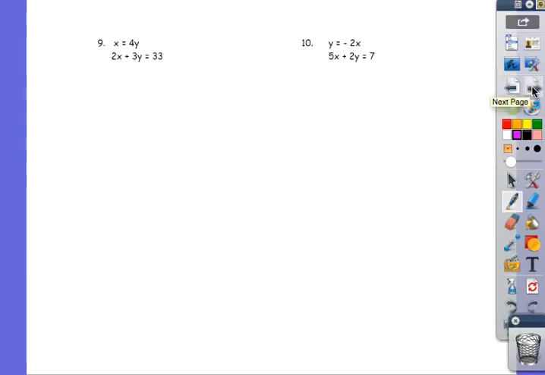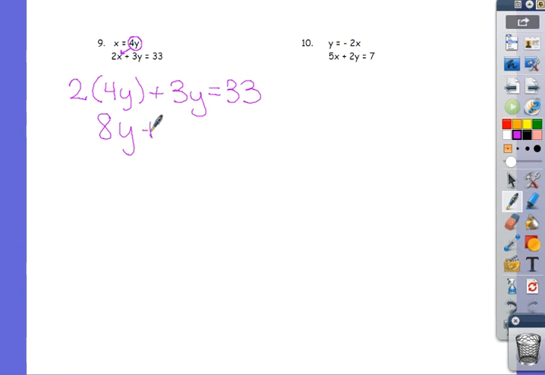All right, number 9. X is 4y. So in place of x, we're going to put 4y. So loudly write and read what we're going to put. 2 times 4y plus 3y equals 33. Very good. That sounded fantastic. All right, first step here. Multiply what? 2 and 4y. What would that be? 8y. Okay. Plus 3y equals 33.